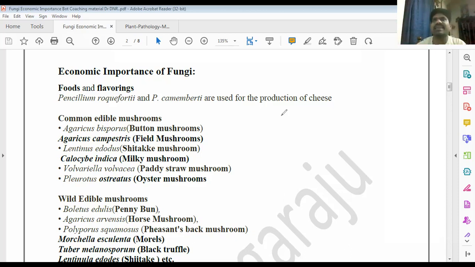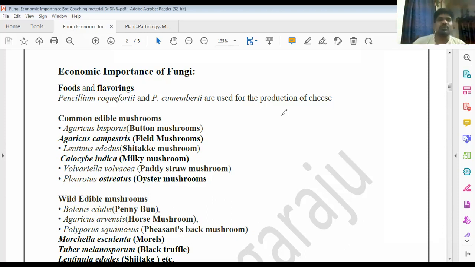You know the milky mushroom, the very milky white, milky fleshy mushroom, that is Calocybe indica. Milky mushroom also grows very luxuriantly.